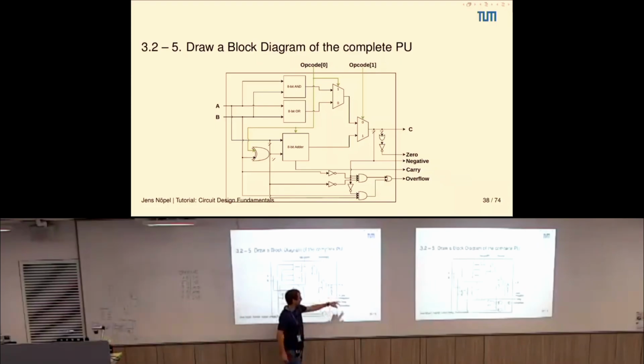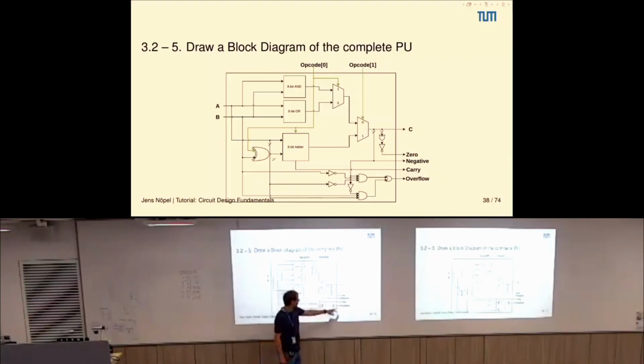Then you need to, for example, calculate the 0 flag, which is nothing else than ORing all the result bits together, which is done here. We also need a negation of this one, so we have a NOT here, and we get our 0 bit. For the negative flag, it's very simple. We just take the MSB of the result and put it out as our negative flag. And then the carry is just the carry out of the MSB of our adder. We forward this to the output.